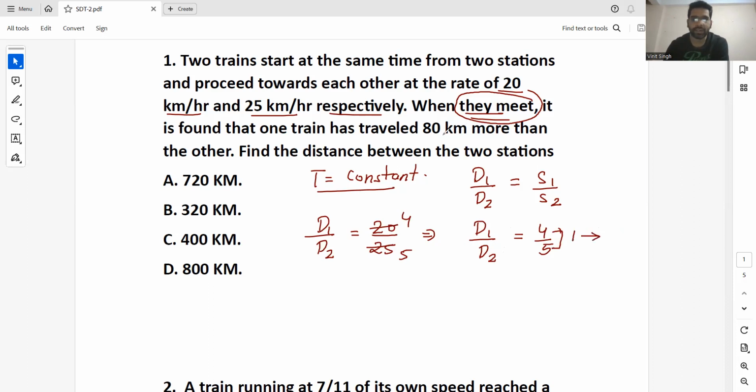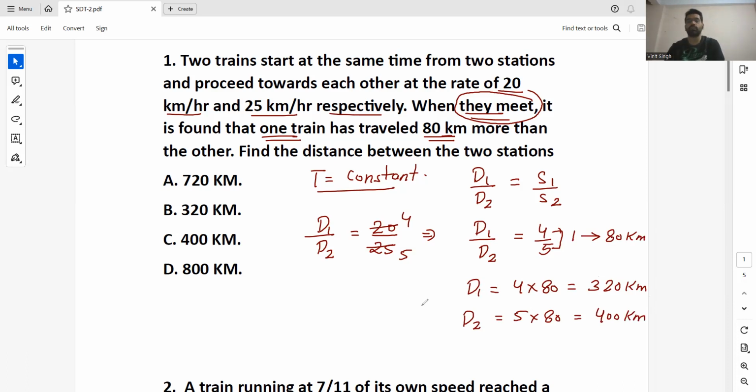1 is equal to 80 kilometers, because it is found that one train has traveled 80 kilometers more. The difference is 1 unit, which is equal to 80 kilometers. So d1 is 4 into 80, 320 kilometers. d2 is 5 into 80, 400 kilometers.